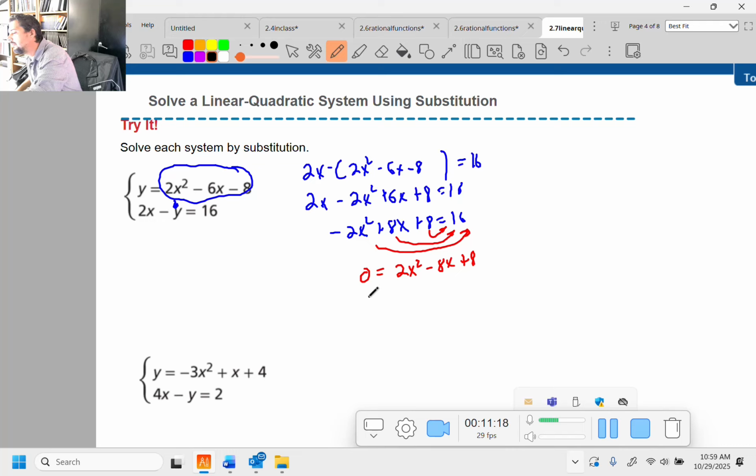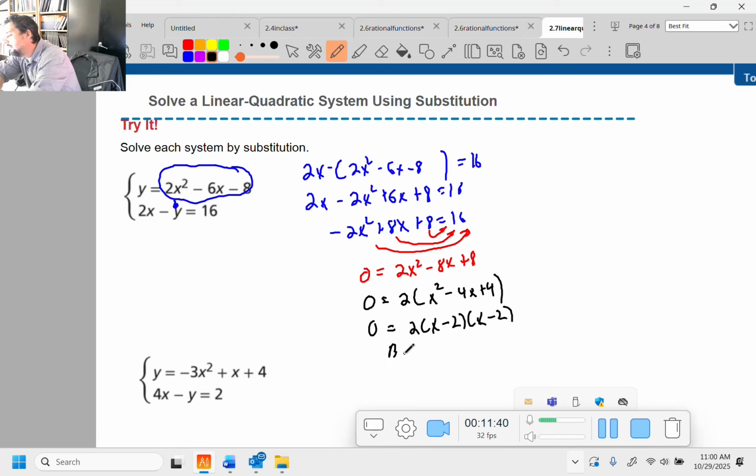One of my commandments of math says, if you can pull it, pull it. Everything is divisible by 2. And now the question is, are there factors of a positive 4 that add to the negative 4 in the middle? And there really are. We have x minus 2 and x minus 2, and that works.